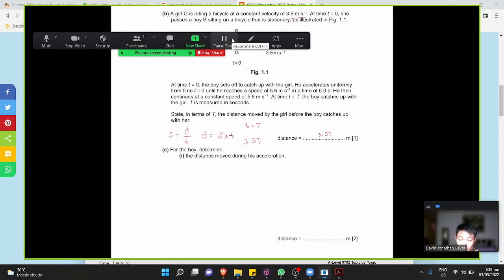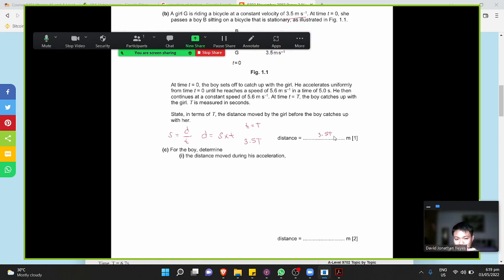Remember, you want to know just the distance traveled by the girl when the boy catches up with her. Since the time given when the boy catches up with the girl is at capital T, and the girl is just moving at a constant velocity of 3.5, then it's correct to say that 3.5 T would be the distance. You can solve for the T eventually, but that's not the question given here. They even mention state in terms of T what would be the distance. So the correct answer, 3.5 T.